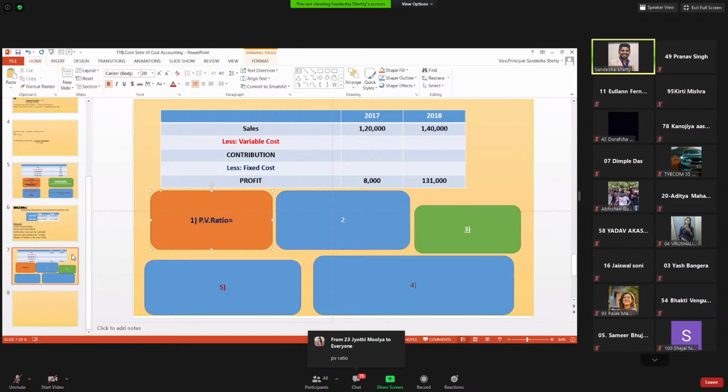I want involvement from everyone. Now tell me, can I use contribution divided by sale, or can I change the formula? Which formula is suitable now? Contribution divided by sale is one formula. Changes in profit upon changes in sale is another formula. And I told you, when contribution is not there and two years of information are there, please go for changes in profit upon changes in sale. You remember? I told you this formula, correct?